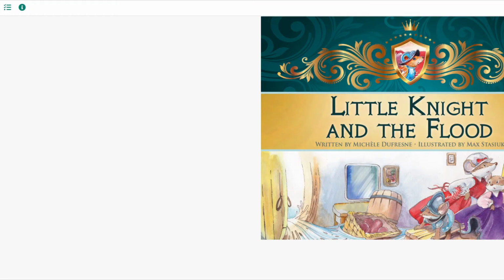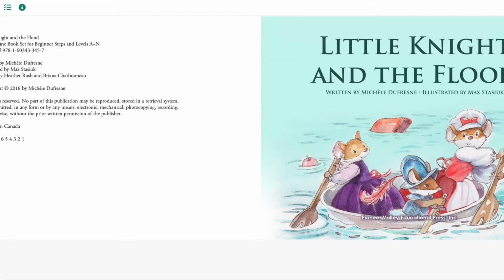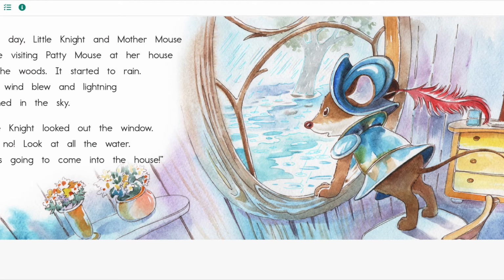All right. So you're going to use the chunks and parts that you know to help you solve words. And you're also going to make sure your reading makes sense. So if it doesn't make sense, stop and go back and reread that sentence. All right. If I get going too fast turning the pages, remember you can push pause and go back and reread. Okay? All right. Little Knight and the Flood. Go ahead and begin.